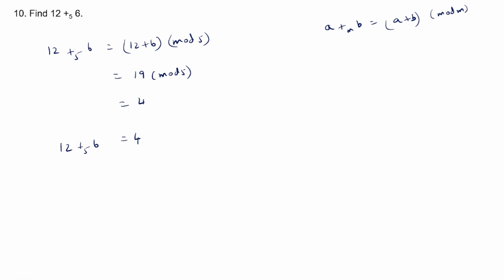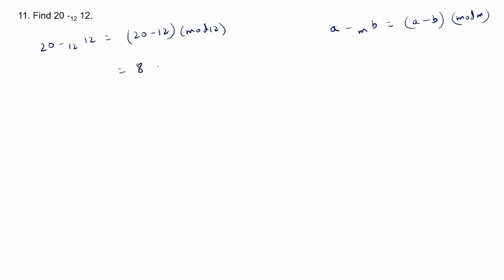Next question, find subtraction modulo 12 of 20 minus 12. If we have subtraction modulo m of a minus b, it is given by a minus b mod m. So here subtraction modulo 12 of 20 minus 12 is 20 minus 12 mod 12. 20 minus 12 is 8. So it is 8 mod 12.